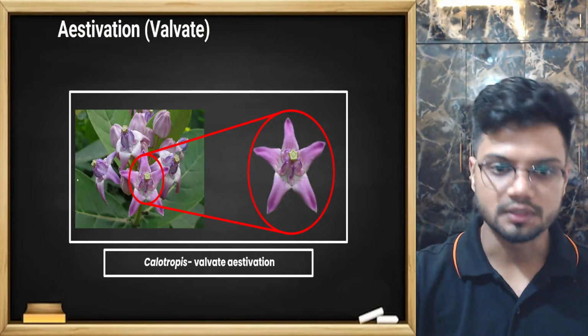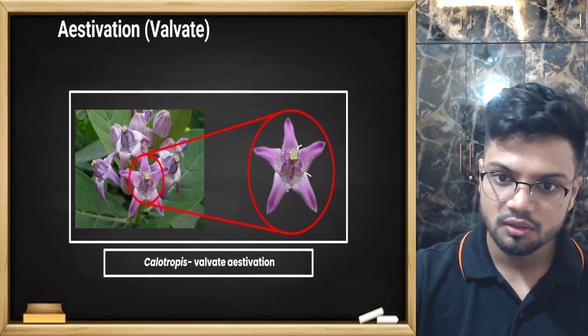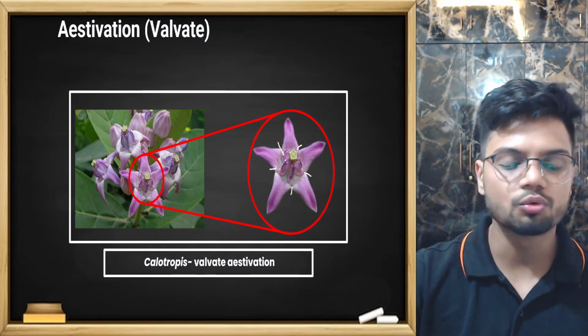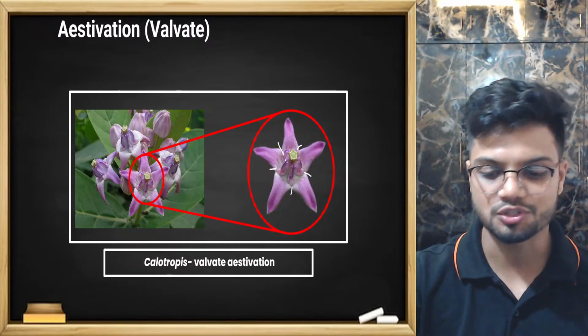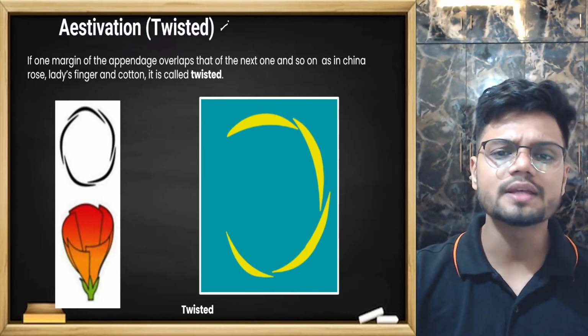Okay, see here. The example is Calotropis. All the margins are just touching each other. There is no overlapping here. That is called valvate aestivation. Next one, student. The next one is called twisted aestivation.